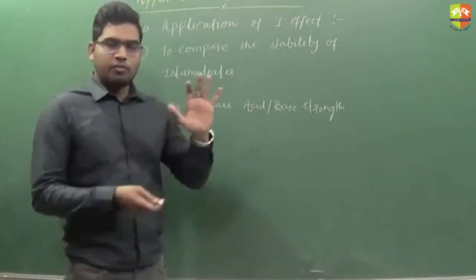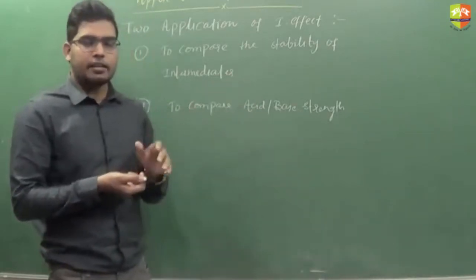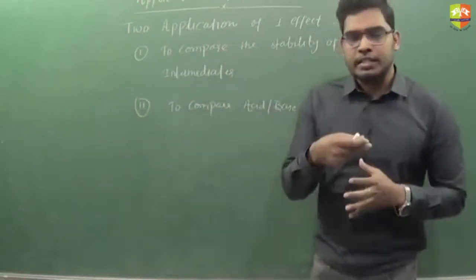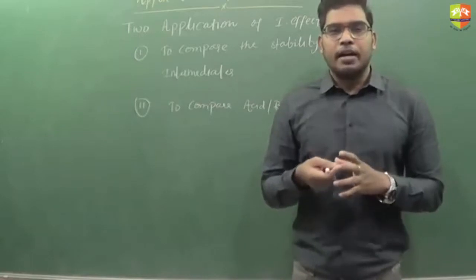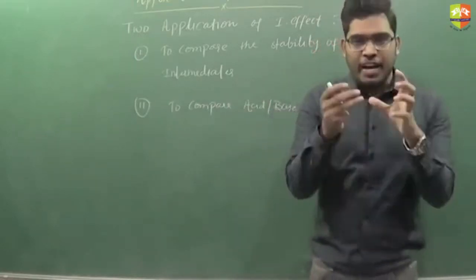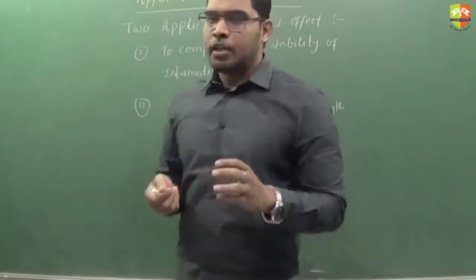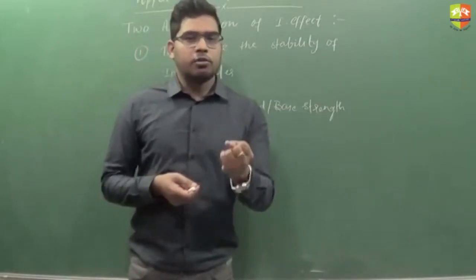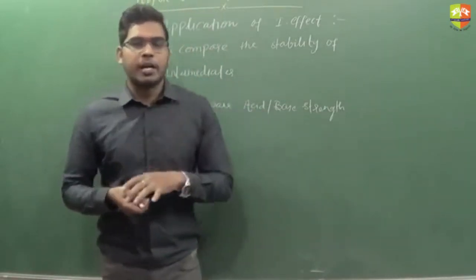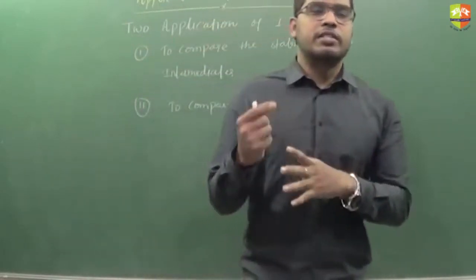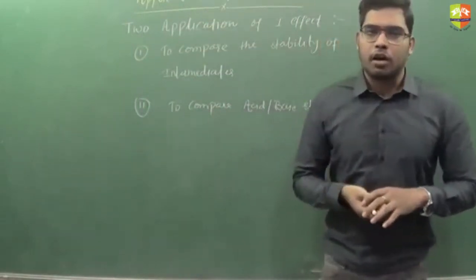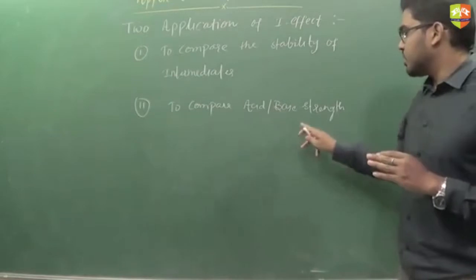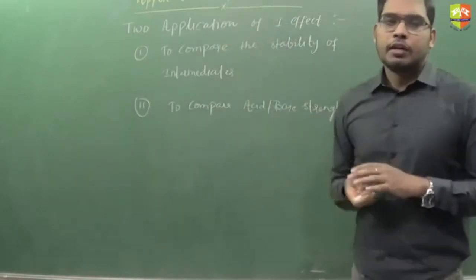When we finish all those electronic effects like the I effect, resonance, and hyperconjugation, then we'll see a few questions which explain the acidic and basic strength of a molecule depending on all kinds of effects, the combined effect. Suppose in a molecule resonance is also possible and the I effect is also possible, then which one will dominate, and how do we decide the acidic strength? We'll see that later. But now we'll only discuss acidic and basic strength according to the I effect, because we haven't gone through the other electronic effects.